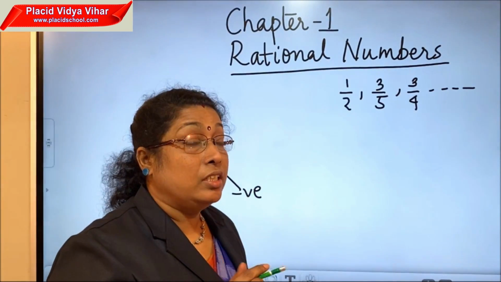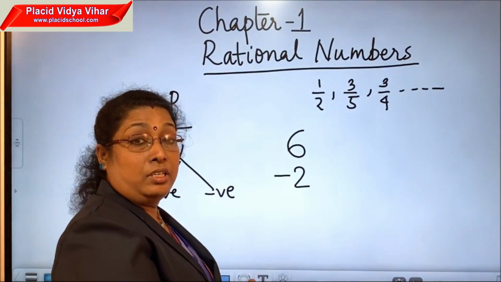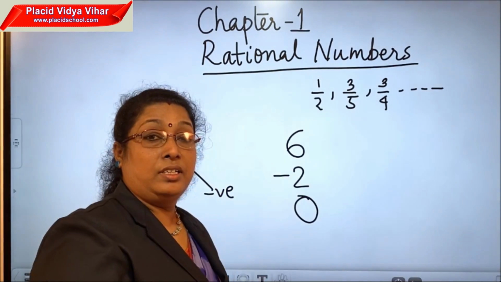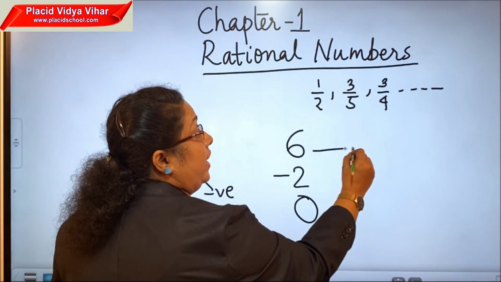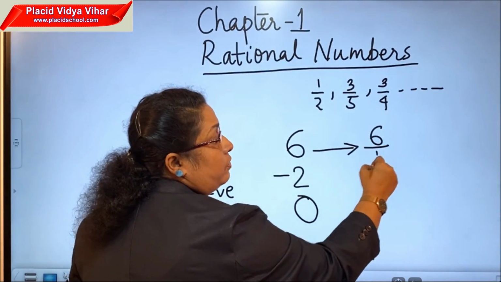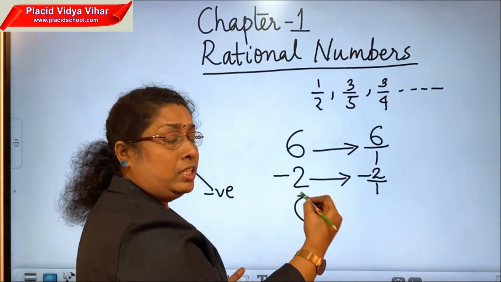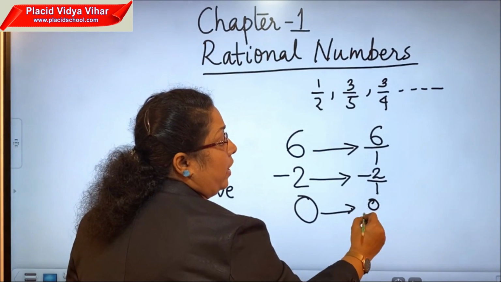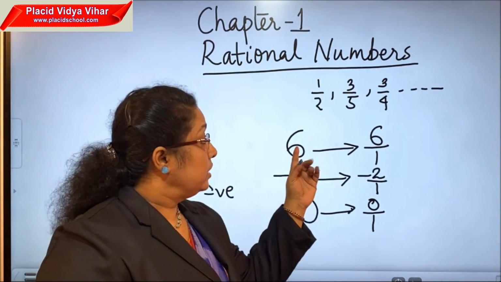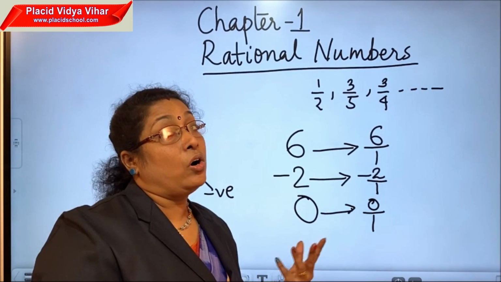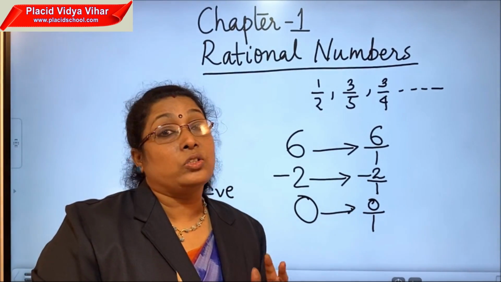Again, are you thinking, is 6 a rational number? Is negative 2 a rational number? Is 0 a rational number? Yes, dear children, 6 is a rational number. Why? Because we can write 6 in the form 6 by 1. Negative 2 can be written as negative 2 by 1. 0 also can be written as 0 by 1. These all are of the form P by Q. So, 6, negative 2 and 0 are all rational numbers. So, what can we say? All integers are also rationals.